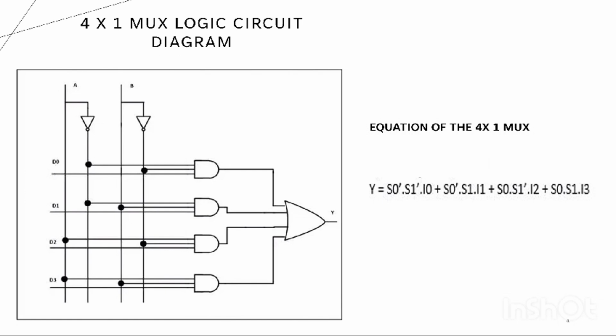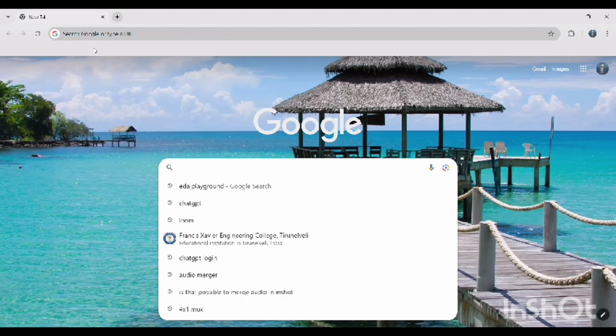Let's look at the logic circuit diagram and the equation. The logic circuit diagram uses AND gates, OR gate, and NOT gates. Each AND gate is activated based on the values of the select lines, and the output is a combination of these AND gates using an OR gate. The logic equation for the 4x1 multiplexer is given below. This equation clearly shows how the select lines determine which input is routed to the output.